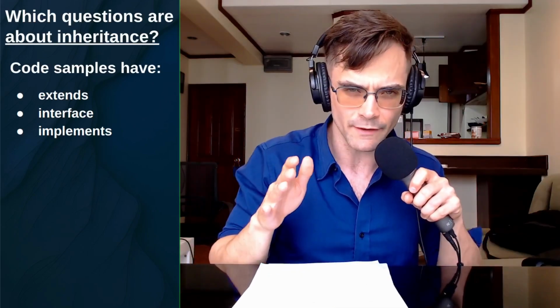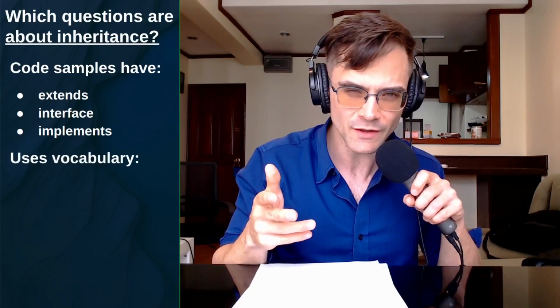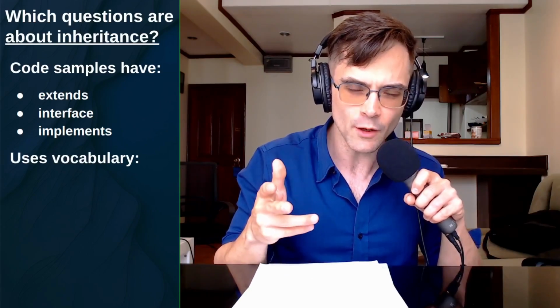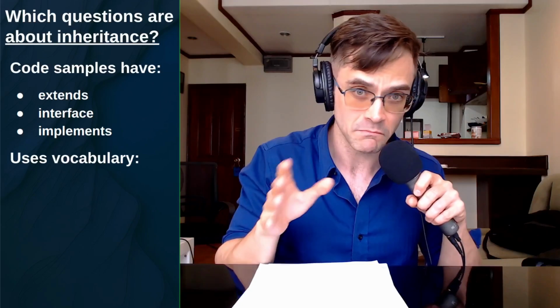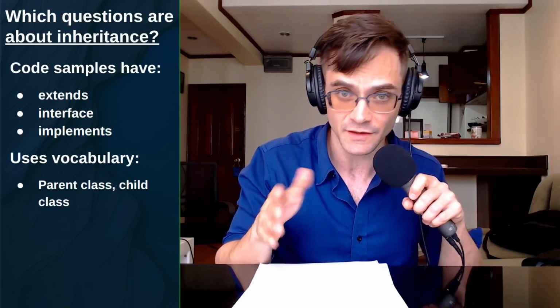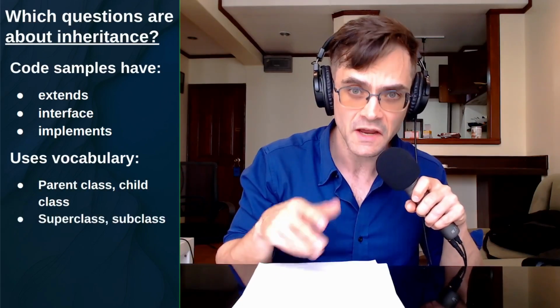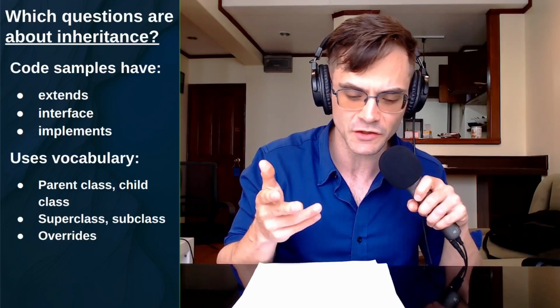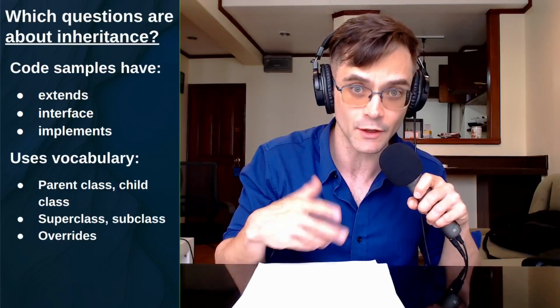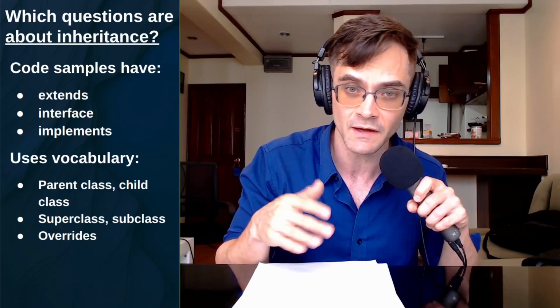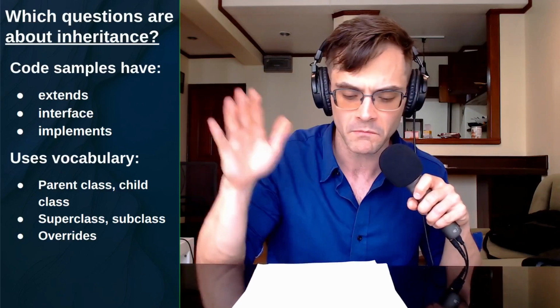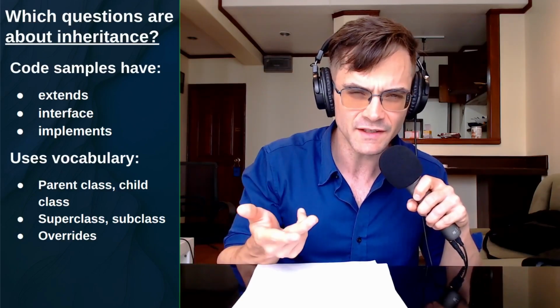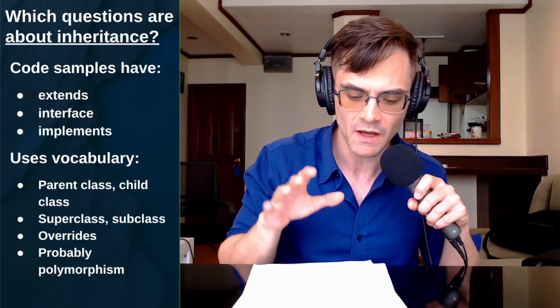There's also a lot of vocab questions or conceptual questions about inheritance, so you may notice words like parent class, child class, superclass, subclass, and overrides. These are all basically inheritance questions. If you see these on an old test and you're just prepping for AP CSA in 2026 or later, go ahead and skip those. And I say probably polymorphism.